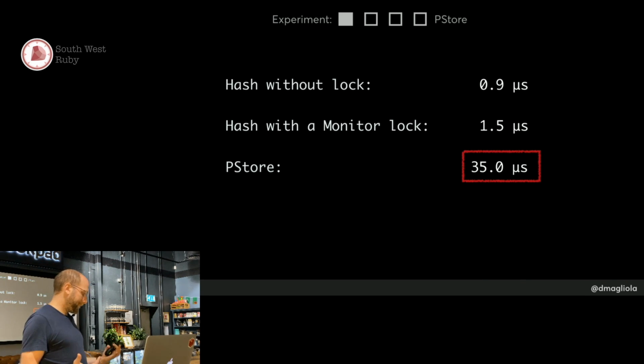So again, let's try and take a step back here. What are we really trying to do here? Well, basically, we're trying to have a chunk of memory that is shared between different processes.